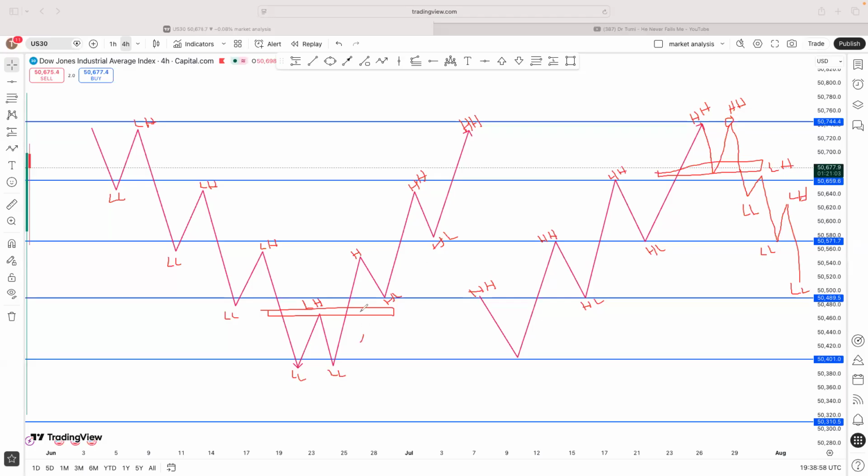This is a W pattern, and then this is an M pattern. Don't forget the two differences.